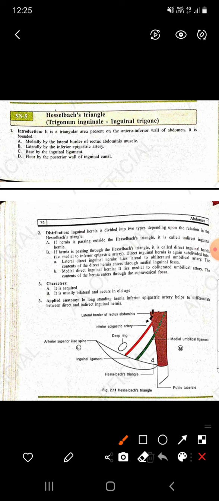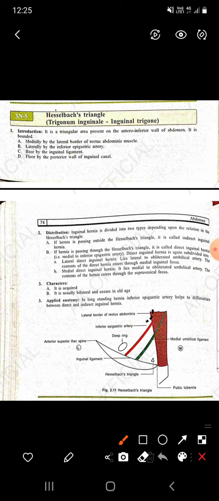Medially, it is bounded by the lateral border of rectus abdominis muscle. So this is Hesselbach's triangle, and this is the lateral border of rectus abdominis muscle. Laterally, as seen in the diagram, it is bounded by the inferior epigastric artery.